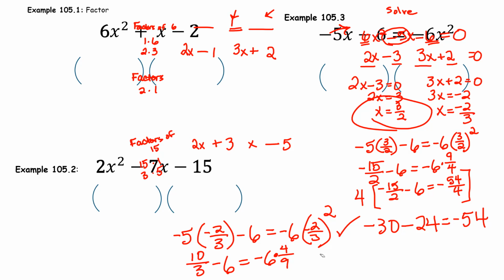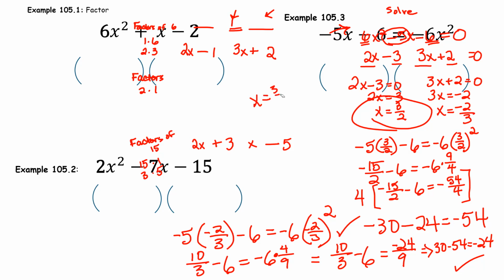So that's multiplication. And so I have 10/3 minus 6 is equal to negative 24 over 9. If I multiply both sides of that equation by 9, I'm going to have 30 minus 54 is equal to negative 24, and that is true. So the two solutions to this quadratic equation are x equals 3/2 and negative 2/3. Those are the two solutions, and a quadratic equation will always have two solutions.